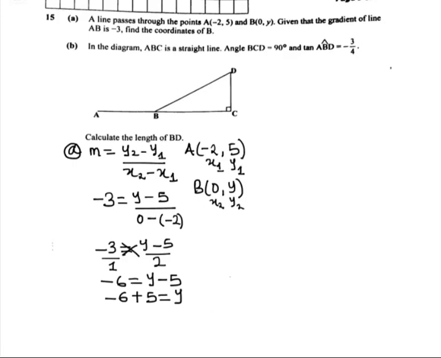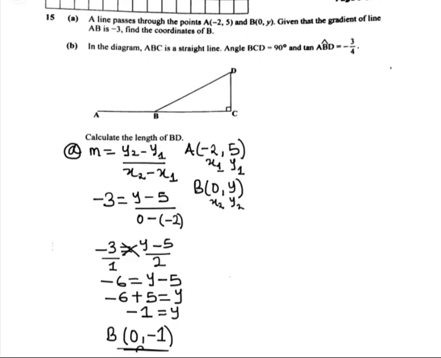Now -6 plus 5: here we keep the sign of the larger number, which is negative, and subtract. So 6 take away 5 gives us 1. So y is equal to -1. So for the coordinates of B, the first value is 0, so this is x. Then for y, we've calculated -1. And we close the bracket. So this here is the coordinates of B: x is 0, y is -1.